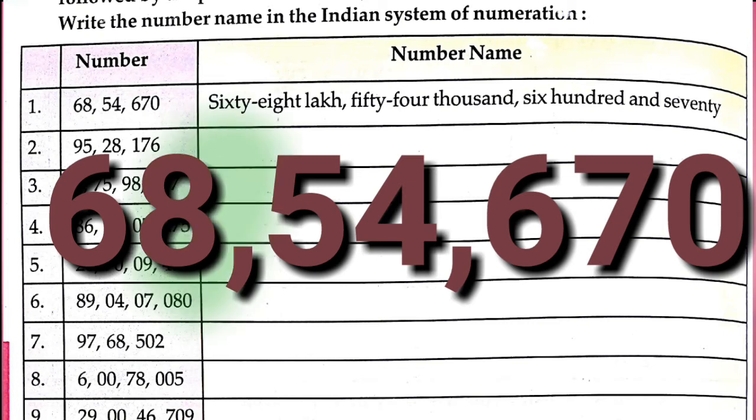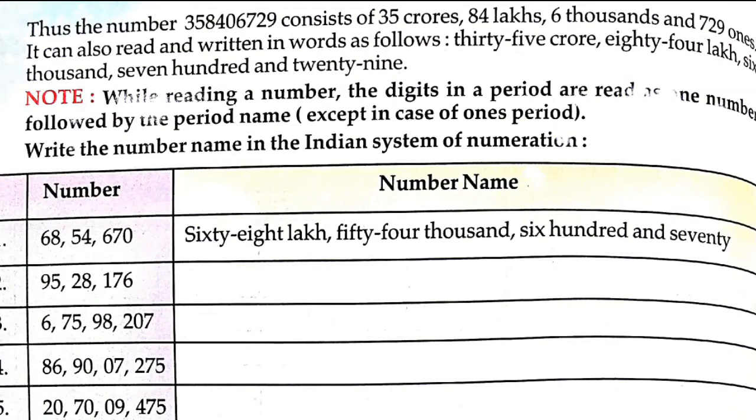8 is in the lakhs column and 6 is in the 10 lakhs column. So the place value of 8 is 8 lakh and of 6 is 60 lakh. So the total is 68 lakh. So we read the number as 68 lakh 54,670. Again I am telling you, the number is 68 lakh 54,670. So if we place the number with commas, we can easily read the number.